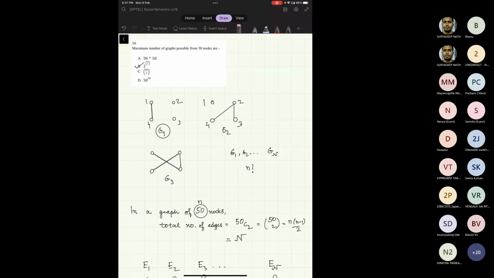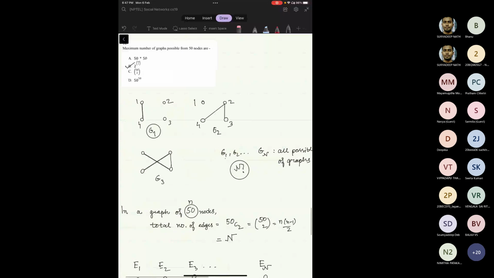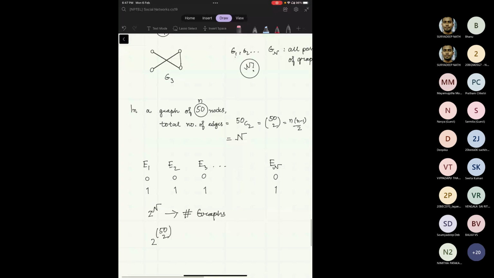So it is basically asking this. Let's say G1 to Gn are the total varieties, so this is all possible variety of graphs. What we want is what is n. We want how many varieties can exist. So let us solve this problem for 50 nodes now.